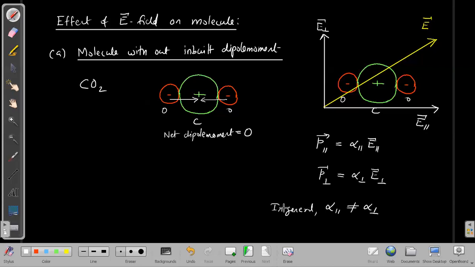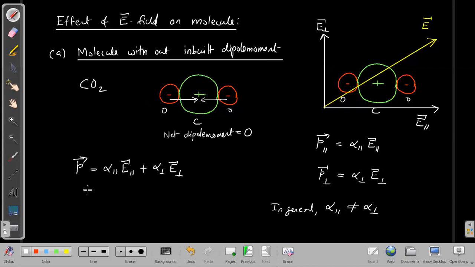Okay, so what is the net effect? The net effect is, if the total dipole moment produced is P on the application of the electric field E, then P I can write as some alpha parallel E parallel plus alpha perpendicular E perpendicular. So the effect of electric field parallel to the bond and perpendicular to the bond are not the same.